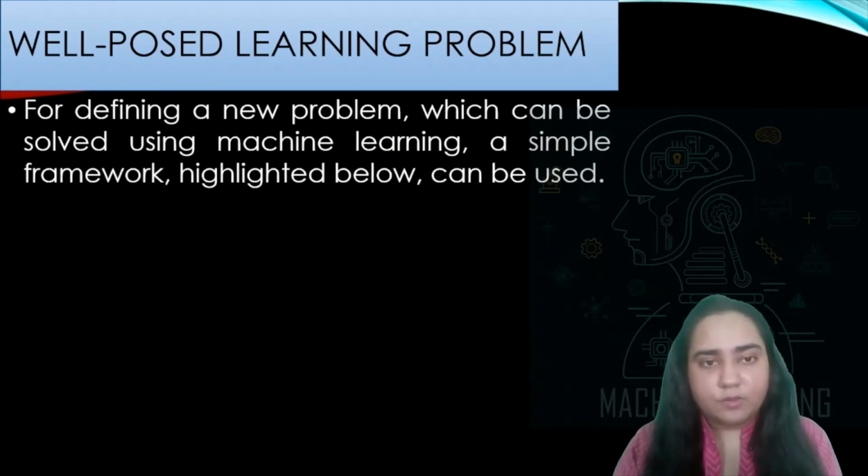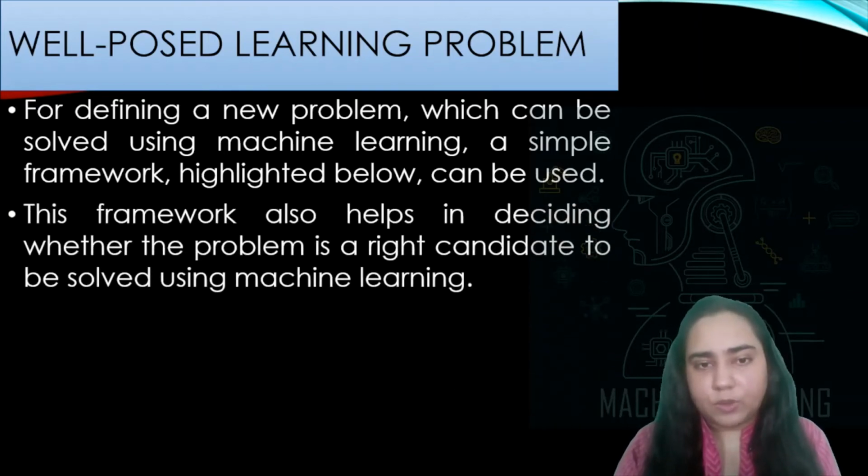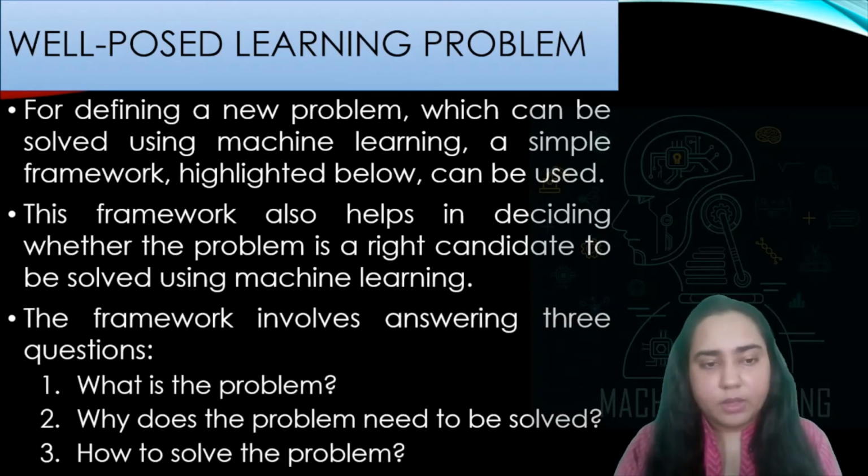Now let's take a look at what a well-posed learning problem is. Not all the problems should be solved by machine learning. Some problems, or most of the problems, can be solved by machine learning, and we are going to take a look at what kinds of problems can be solved by machine learning. So for defining a new problem which can be solved using machine learning, a simple framework can be highlighted, and I'm going to show you that now. This framework helps in deciding whether the problem is a right candidate to be solved using machine learning. And the framework involves answering 3 questions.